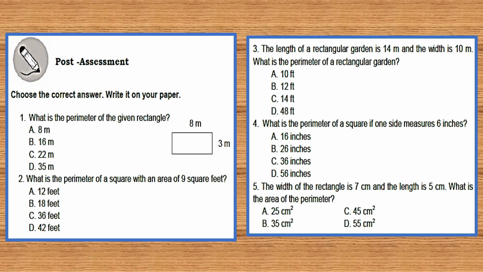And number 5. The width of the rectangle is 7 cm and the length is 5 cm. What is the area of the rectangle? A. 25 square centimeters, letter B. 35 square centimeters, letter C. 45 square centimeters, and letter D. 55 square centimeters.